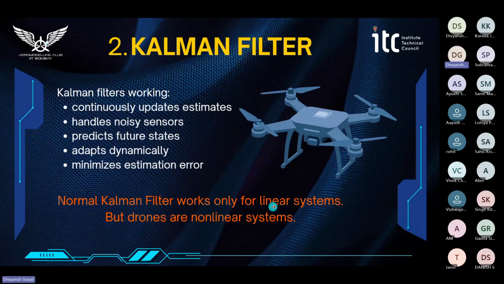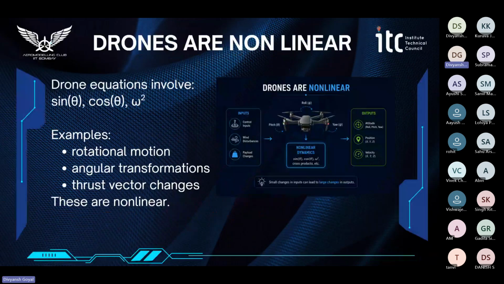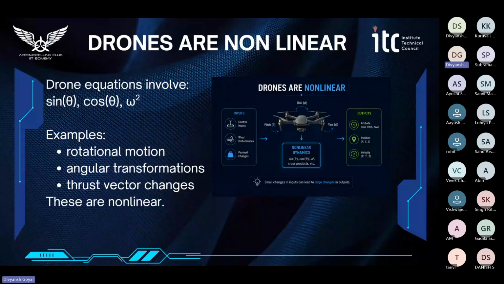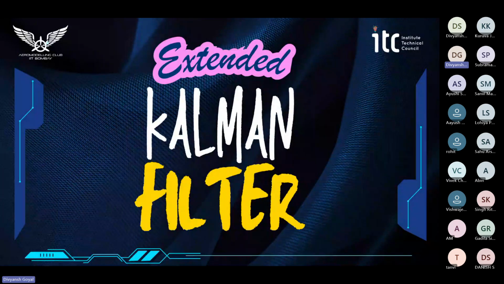But the problem with the Kalman filter is that it only works for linear systems. But a drone is a non-linear system. Linear systems are those in which the output changes linearly with input. For example, if we double the input, our output will also get doubled. But in a drone, there are some equations that involve sine theta, cos theta, and omega square types of terms, which are non-linear in nature. So for this, we have to use the extended Kalman filter algorithm.